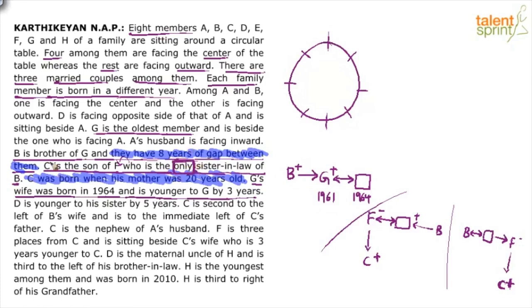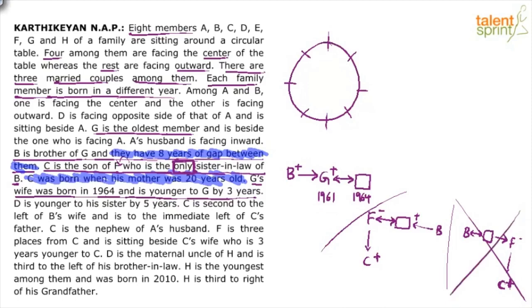We know that C is the son of F, which is straight, not a problem with that. But F is the only sister-in-law of B. B's brother's wife is B's sister-in-law, and as per the data, there's only one sister-in-law. So I can forget about this case.